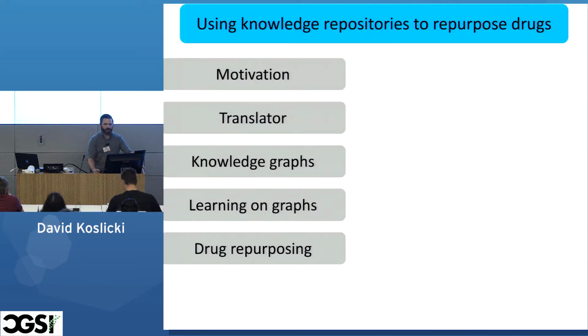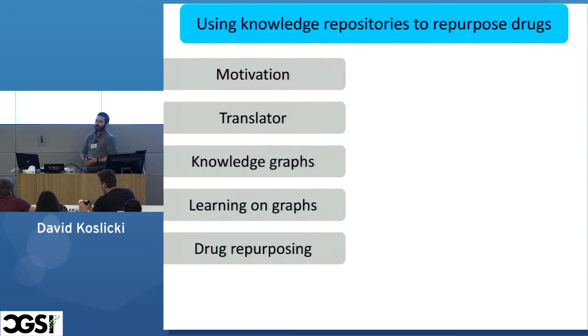But for today, the outline of the talk is as follows. We're going to go over what motivates this problem, integrating biomedical repositories. We'll talk about a large-scale effort to be able to use all this information that exists, called Translator. We'll try to integrate all this information into a thing called a knowledge graph, learn on those graphs, and figure out how we might be able to do drug repurposing by using that information.